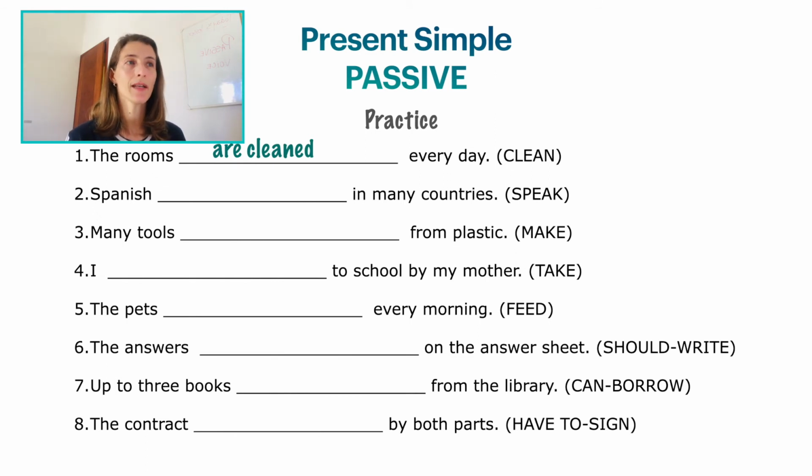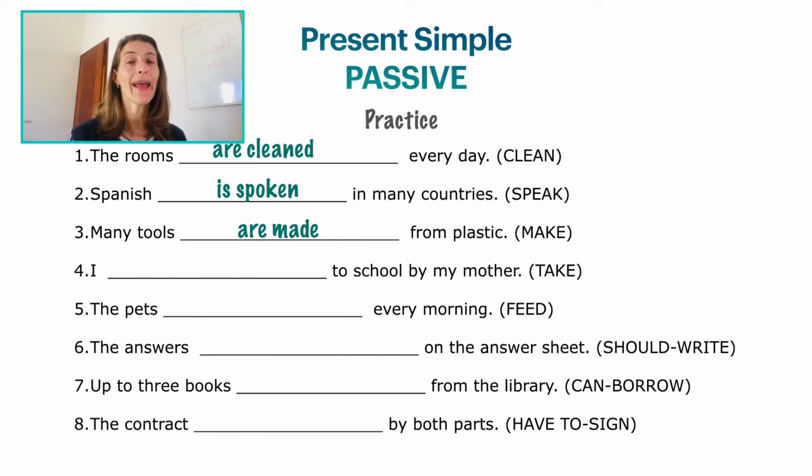Number 2, Spanish in many countries. Que el español se habla en muchos países. So, Spanish is, y el verbo queda spoken, is spoken in many countries. Good, very good. Number 3, many tools from plastic. Muchas herramientas son hechas de plástico. Yes? So, many tools, plural, are made. Make también es un verbo irregular, so are made from plastic.